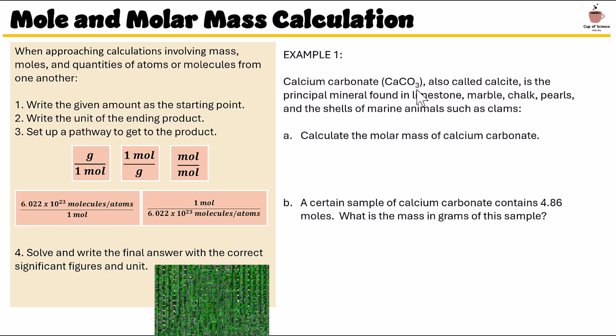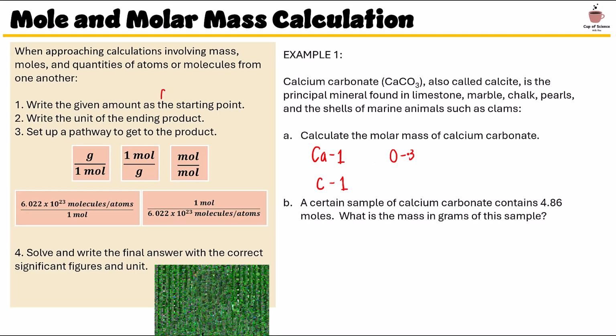If you haven't watched the molar mass video yet, I highly recommend you do that before moving on. So let's go ahead and calculate the molar mass of calcium carbonate. First, I want to identify how many calcium, carbon, and oxygen are present. So we have calcium, there's only one, carbon, and then there are 3 oxygen based on the information given right here, right?